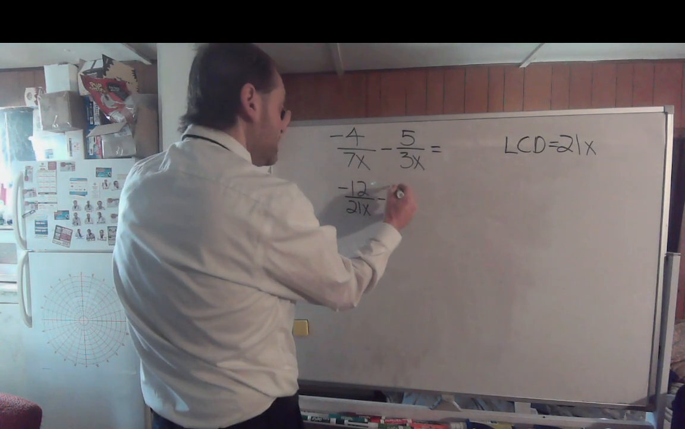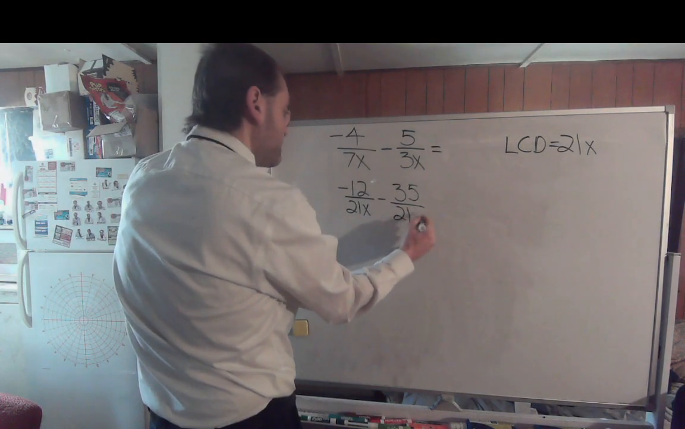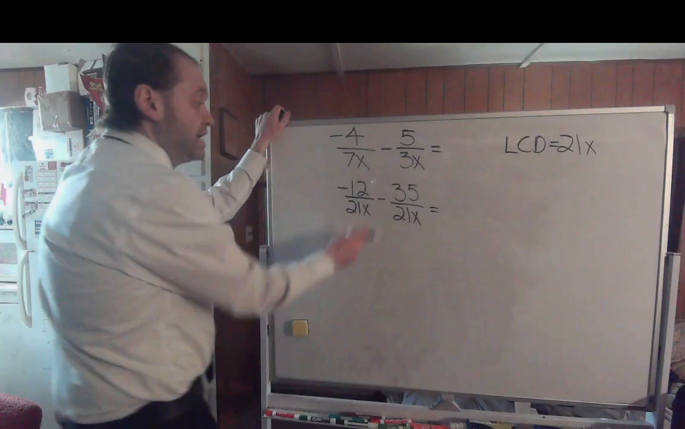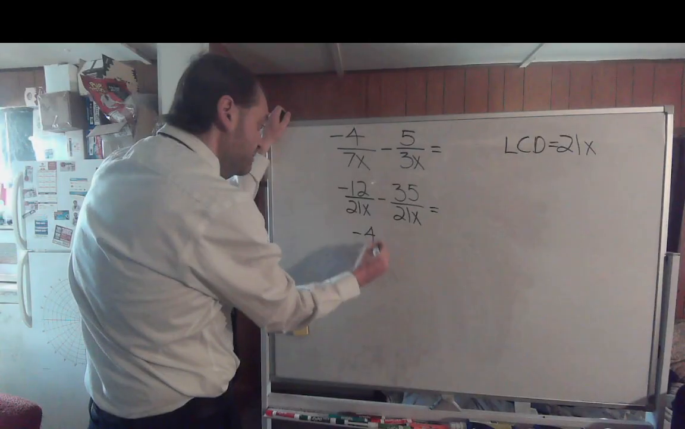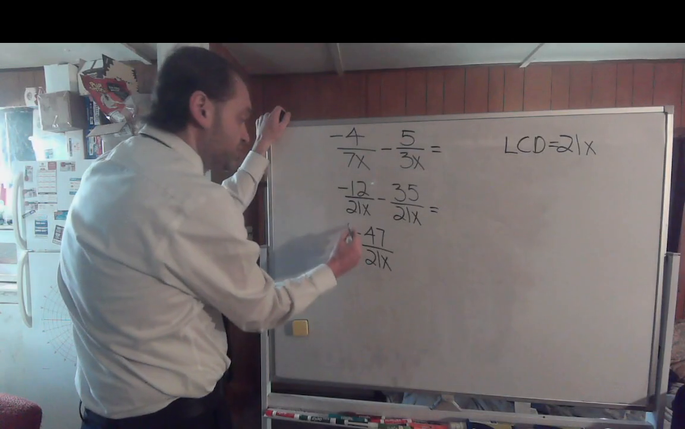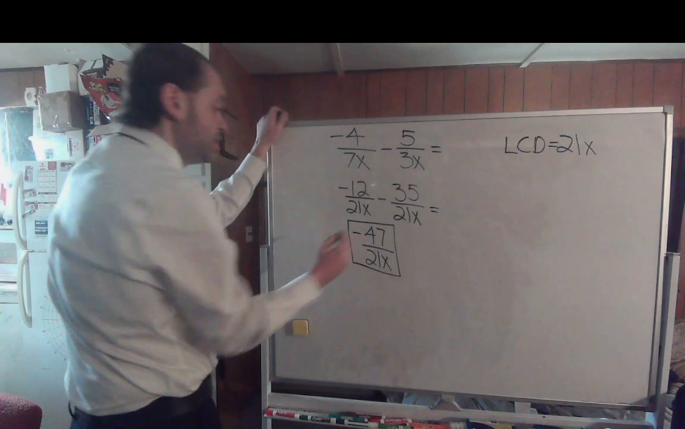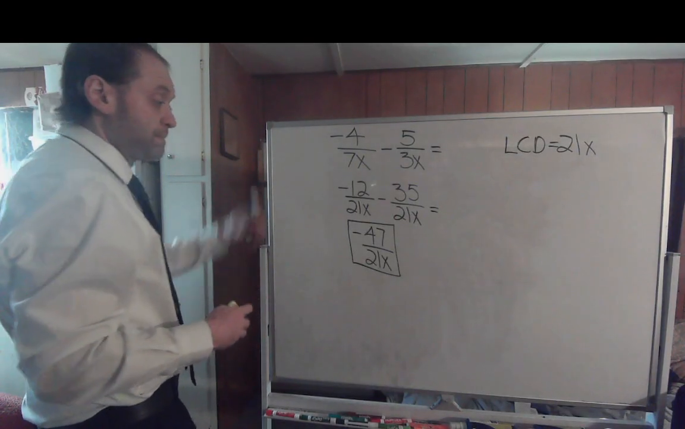So this would be 35 over 21x. So now negative 12 minus 35, that's going to end up being negative 47 over 21x. And that's the best we could simplify this into. You would get negative 47 over 21x.